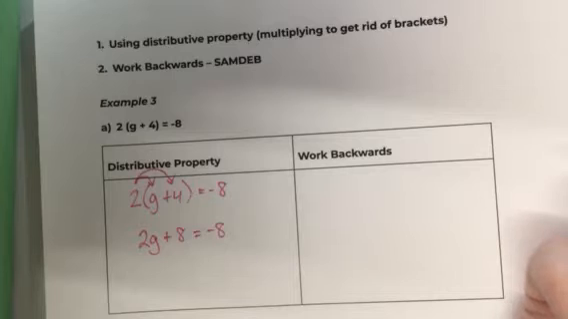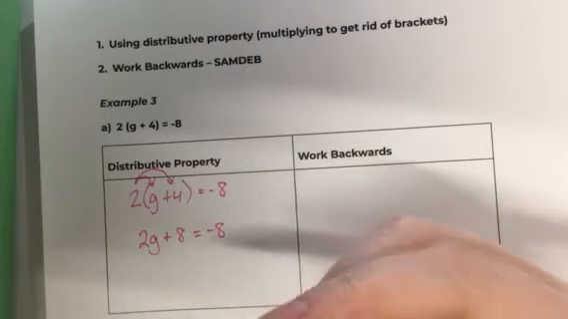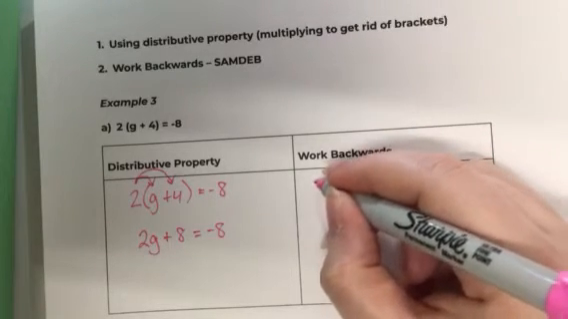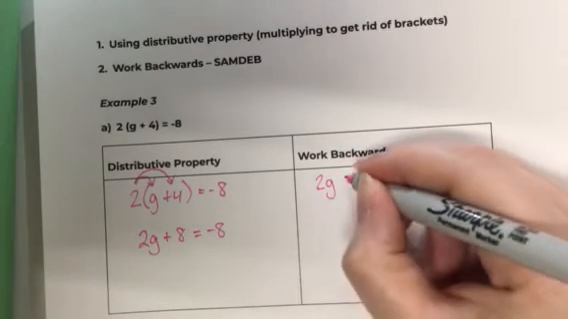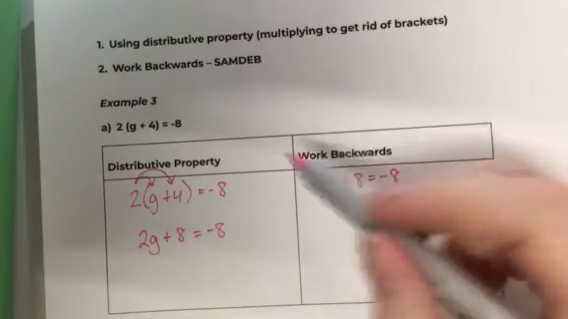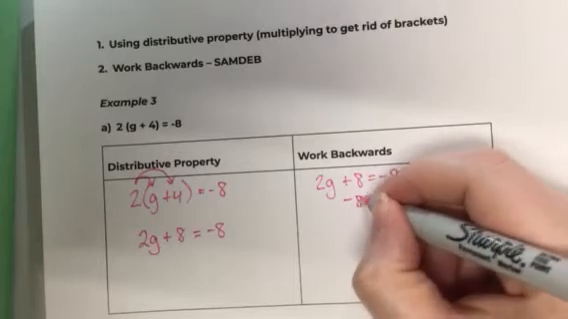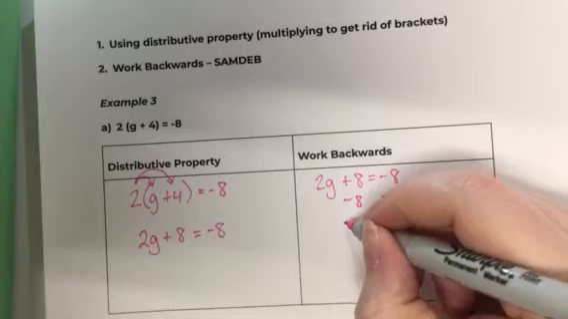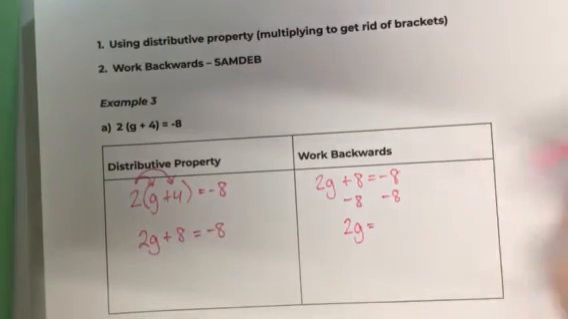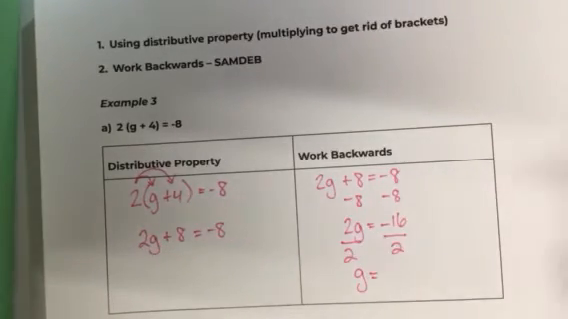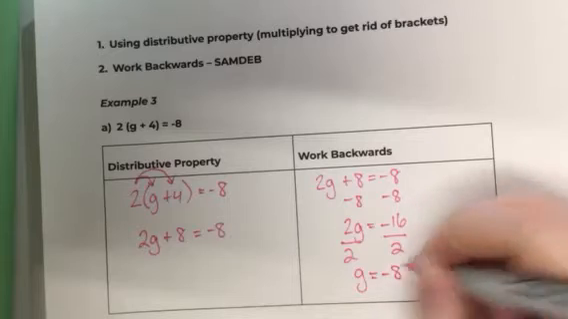And then we would solve like normal by working backwards. So then we would take that 2g plus 8 and we would start with any addition or subtraction. We have to get this to 0 out. So we're left with our 2g and we have negative 16, divide by 2. So your g is worth negative 8.